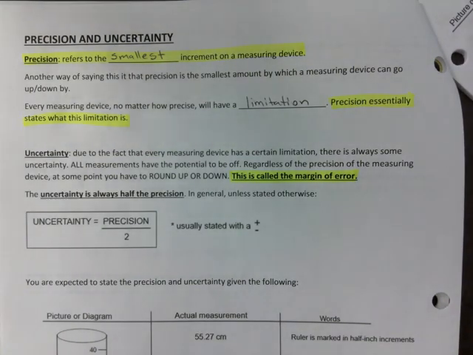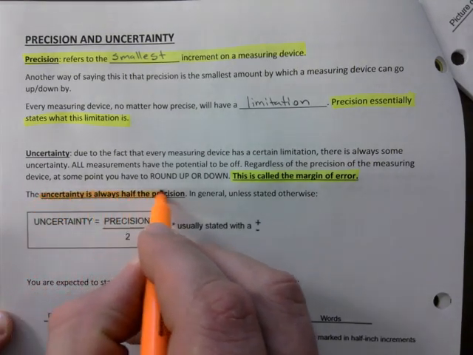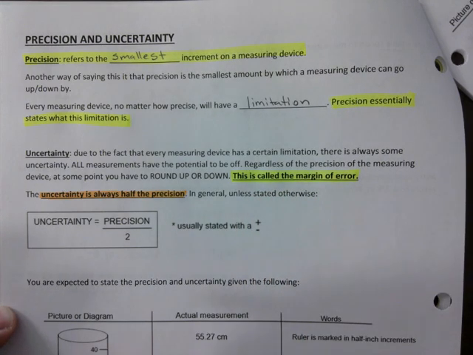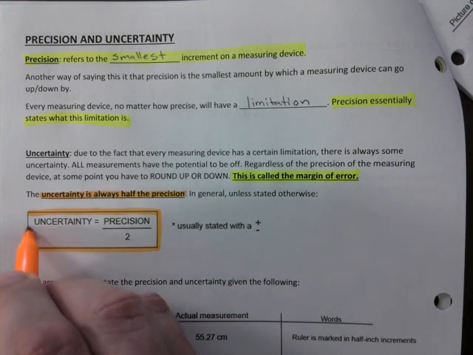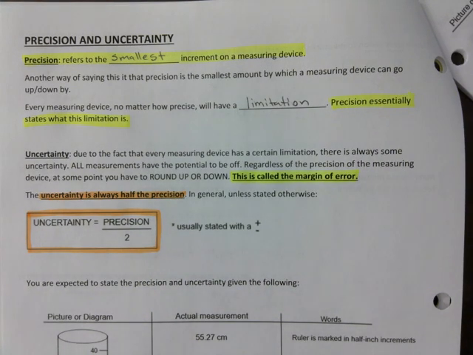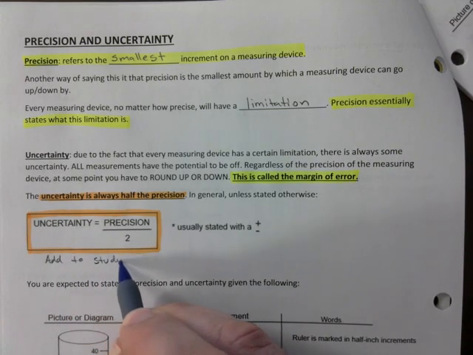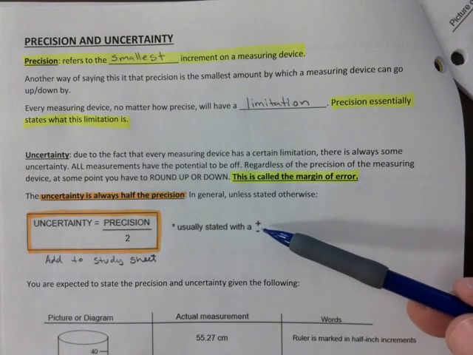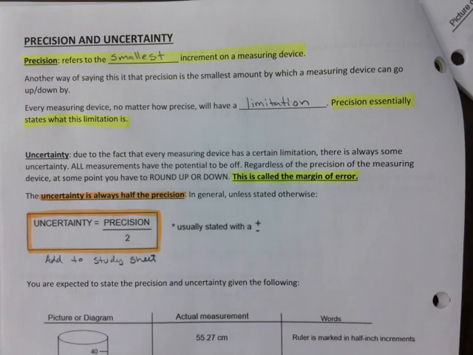And I'm going to use a different color for this next one because I want that to stand out. Uncertainty is always half of the precision, unless otherwise stated, of course. And there it is. What you just highlighted is represented by this formula. Add to your study sheet. Okay? Add to study sheet. You see that it's usually plus or minus on the side here? There's usually a plus or minus in front of that number because you could be off on the high end or on the low end.